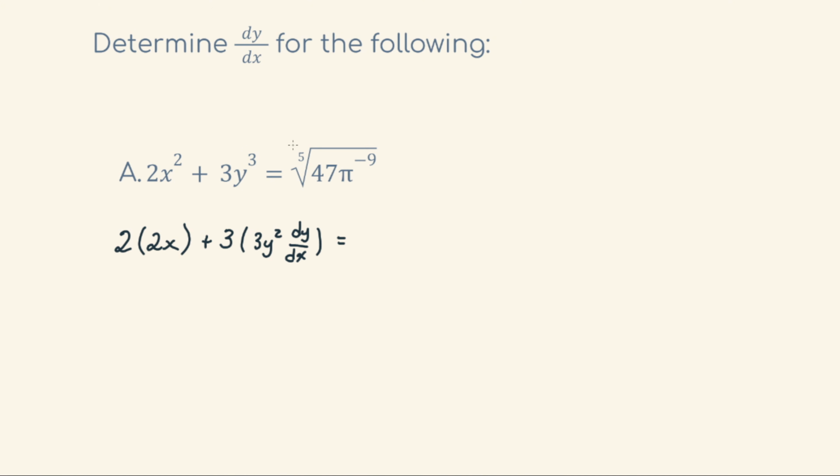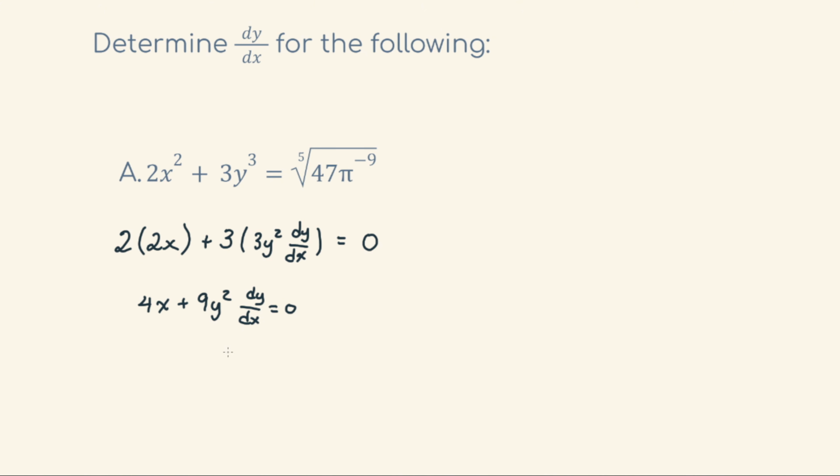And on the right side here, we've got this funky looking thing. Looks kind of scary, but notice there's no variables, so this is actually just a constant. This is just going to be 0. The derivative of this constant is 0. So now we can simplify a little bit. We've got 4x plus 9y squared dy over dx equals 0. And all that's left to do now is to solve for dy over dx.